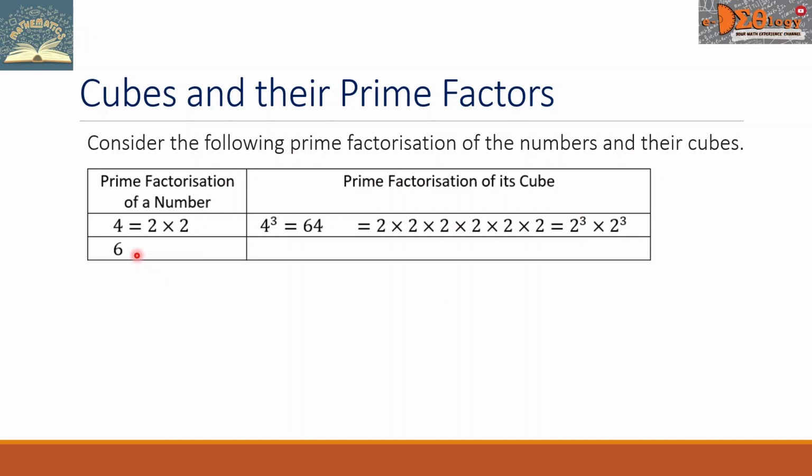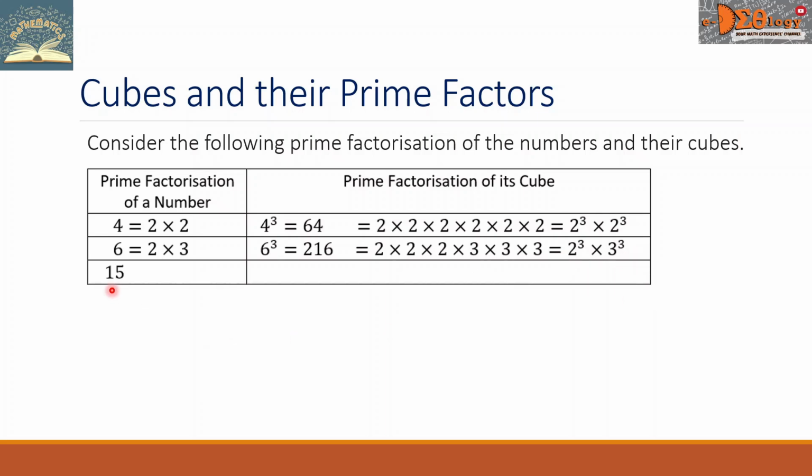Next example, 6. The prime factors of 6 are 2 and 3. Now let us cube the number 6. 6 cubed equals 216. The prime factorization of 216 is now 2 times 2 times 2 times 3 times 3 times 3. Look at the factors 2. It appears 3 times. The factor 3, it appears 3 times also. We can simplify and show that this is equal to 2 cubed times 3 cubed.